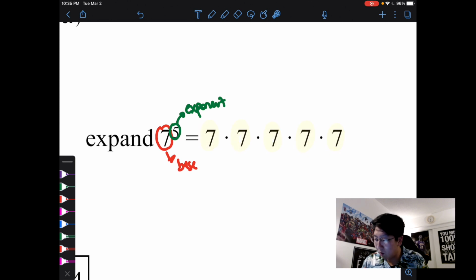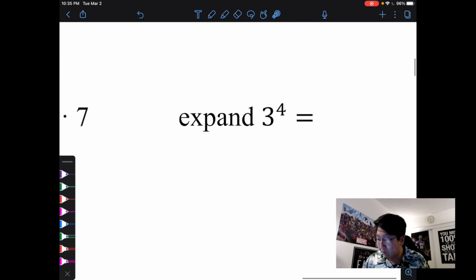1, 2, 3, 4, and 5. Okay, so expand just means to write it out. There is no answer. I'm not asking for an answer when I say the word expand. Expand means literally to take something and write it out.